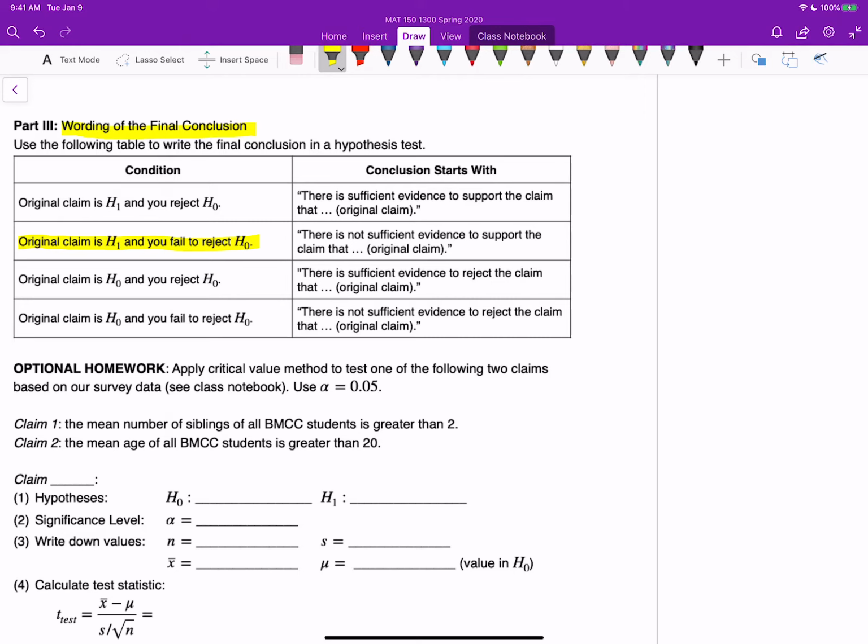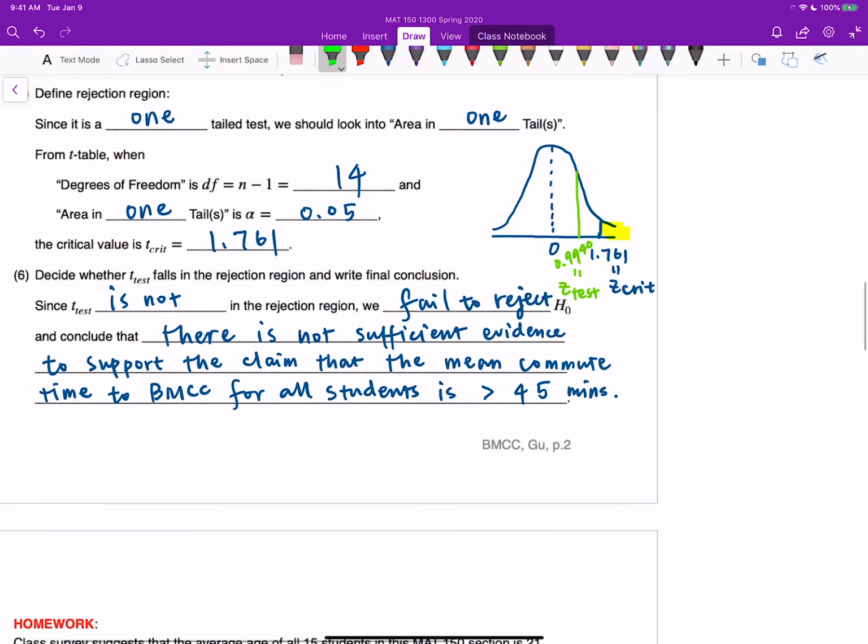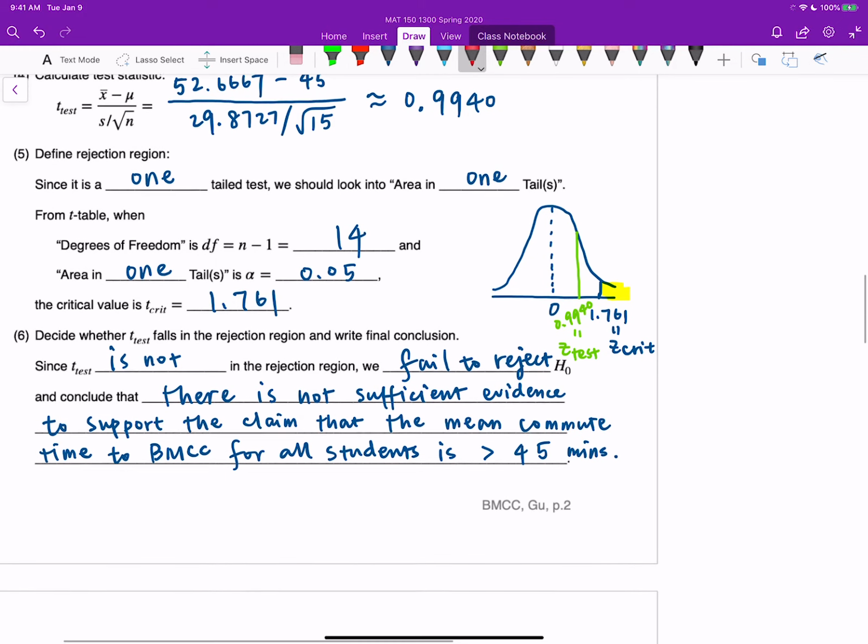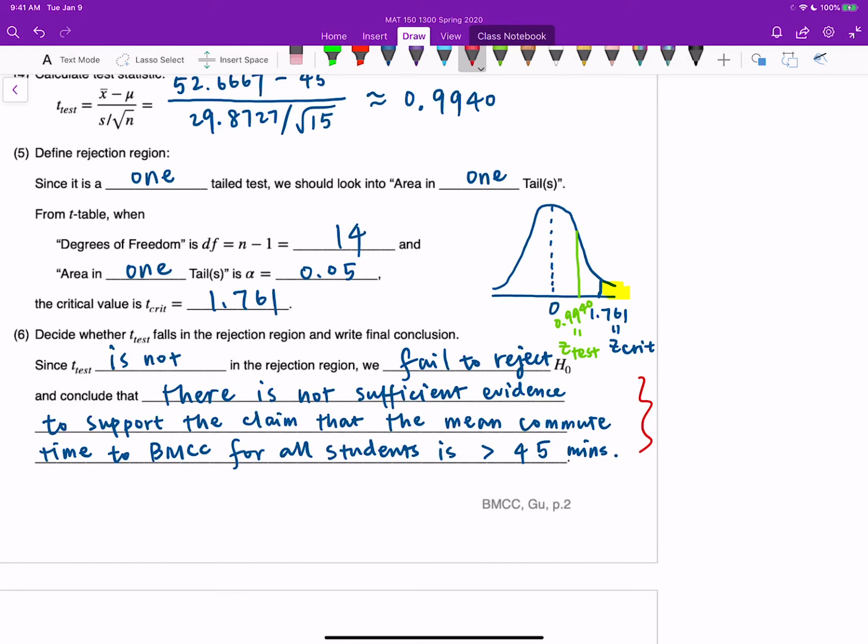Therefore, when you write your conclusion, you're going to use this template right here. There is not sufficient evidence to support the claim that, and then you just copy the original claim, which is the mean commute time to BMCC for all students is greater than 45 minutes. And that's pretty much how I got my conclusion right here. So if you just match this with the table, you will see it's exactly the same template.